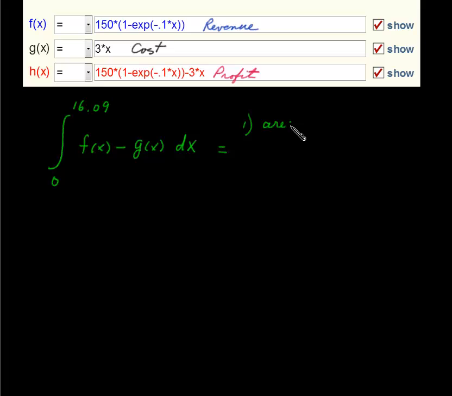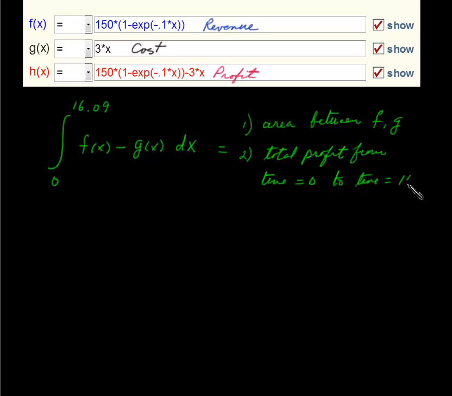the area between my f function and my g function, but it would also, since the f function is revenue and the g function is cost, it would be the total profit from time 0 to time equals 16.09 years.